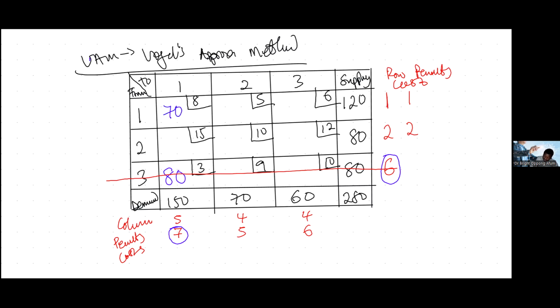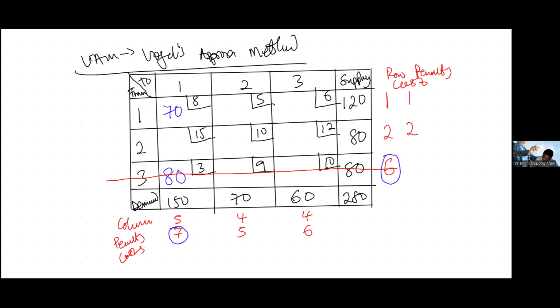Why? Because 70 plus 80 on the column will give us 150. And 70 is less than 120 on the row. So 70 is the largest minimum value that can be allocated here, right? So with this, you can see that nothing can be allocated in this column. So you take it out, right? Usually you take it out. You don't cancel it as I'm doing, right? This is just for illustration purposes. So you don't cancel it as I'm doing, but you take it out.